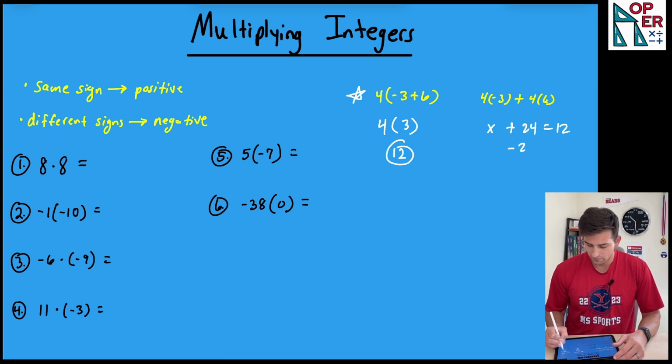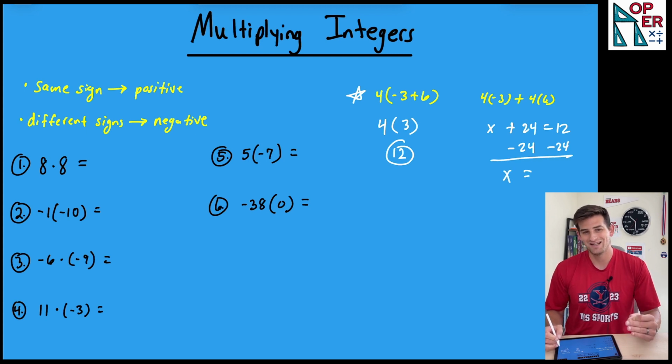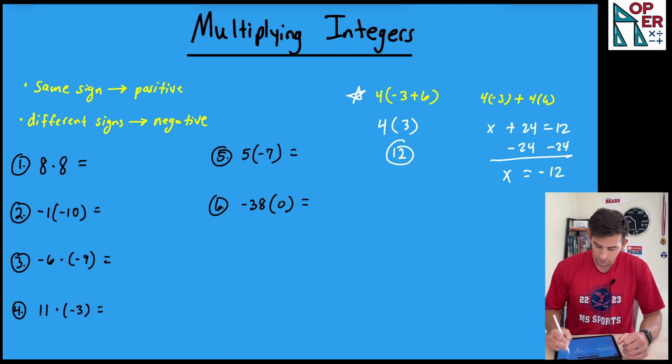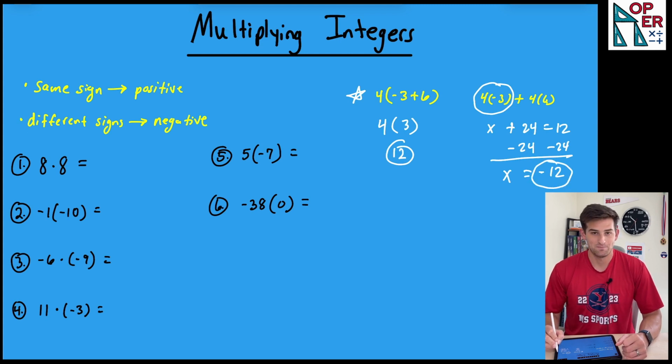If we move this 24 over to the other side, we would have x is equal to 12 minus 24. Now we're subtracting integers. We could write that as an addition problem, 12 plus -24. Now we're adding and our signs are different. We've done videos on this before. We need to subtract the absolute values and keep the sign of the larger number. So in this case, x would be -12. That tells us that when we multiply a positive times a negative, we're going to end up with a negative answer.